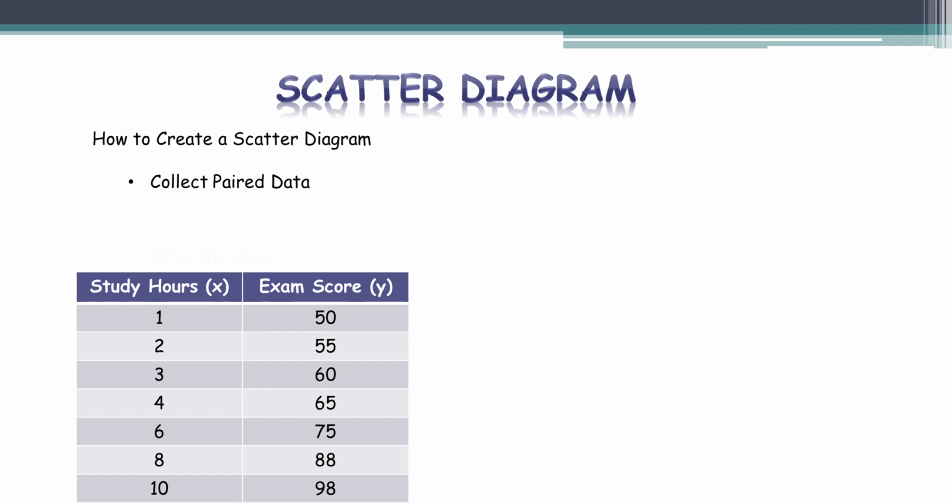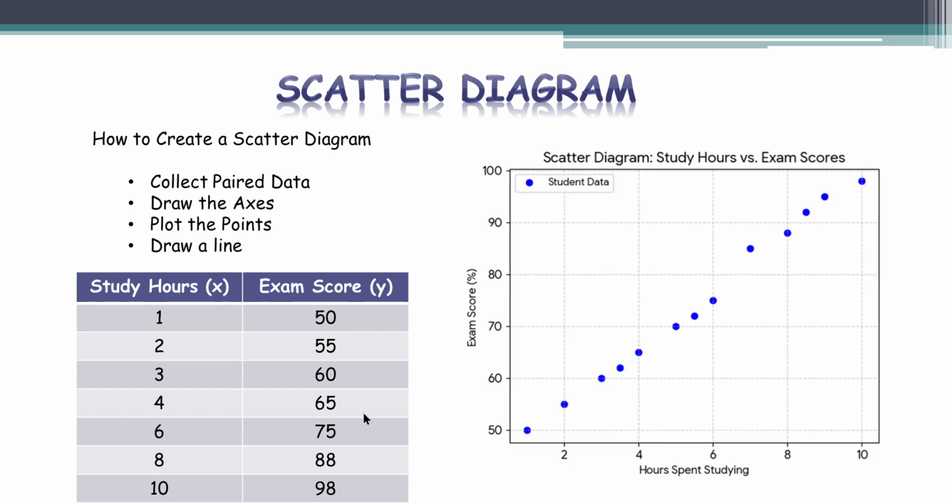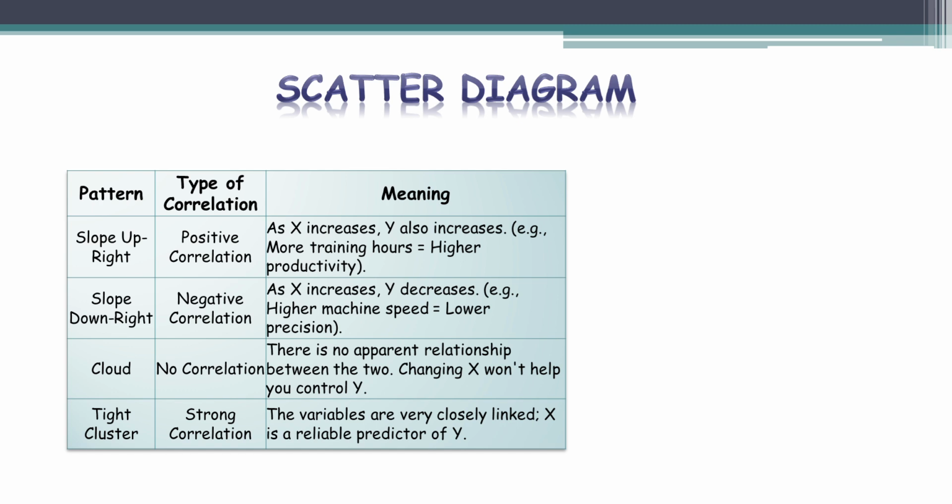Next, we need to draw the axis and plot the points. Plot the causes of the problem, that is number of hours spent in x-axis, and effect of the problem, that is exam score, on the y-axis. For every pair of data xy, place a dot. If the dot seems to follow a line, then draw a line which is called as line of best fit through them. This line is called as regression line.